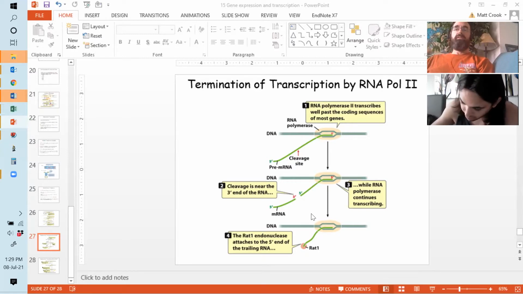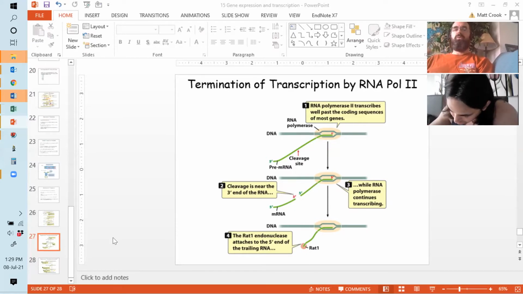And so Rat1 is going to chew up that kind of useless bit of RNA that the RNA polymerase is still making, right? So this bit of RNA isn't going to be used for anything. It's surplus, right? It's kind of not pointless, but it's not going to be useful.